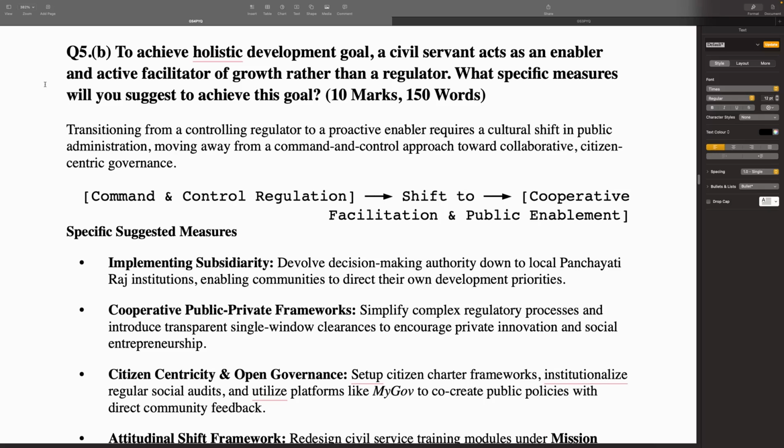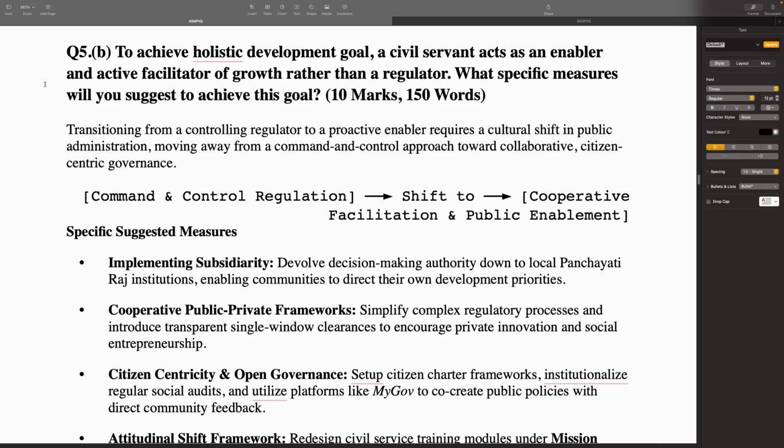Specific suggested measures. Implementing subsidiarity. Devolve decision-making authority down to local Panchayati Raj institutions, enabling communities to direct their own development priorities. Cooperative public-private frameworks. Simplify complex regulatory processes and introduce transparent single window clearance to encourage private innovation and social entrepreneurship.